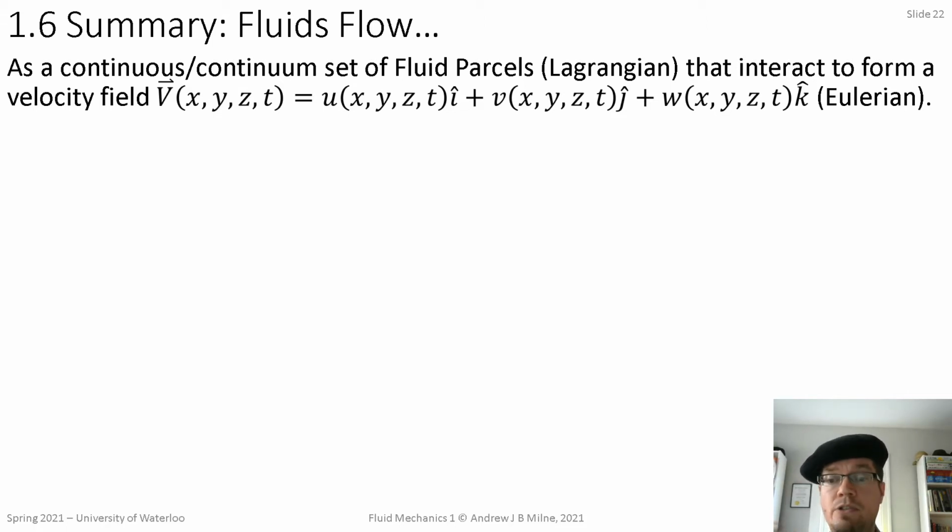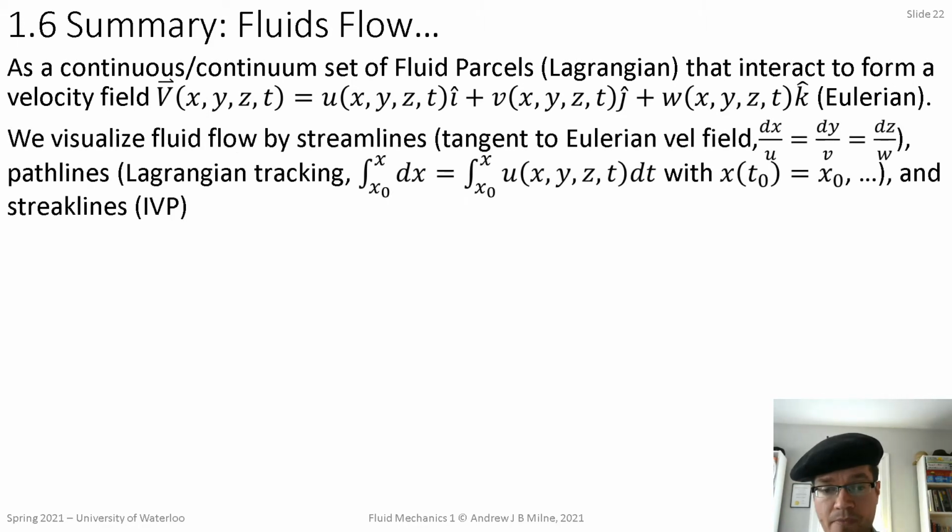3 components, u, v, w, 3 dimensions, x, y, z, steady or unsteady, t, and that's the Eulerian vector field, velocity field. We visualize fluid flow by streamlines. That's the tangent lines of the Eulerian velocity field.